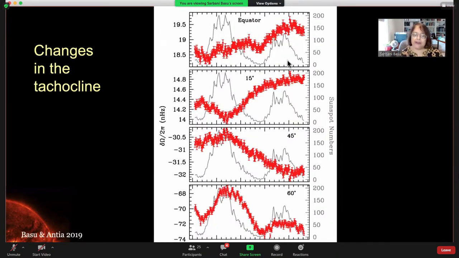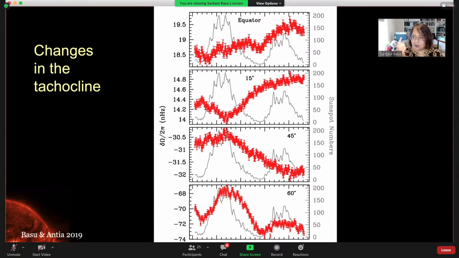There we are, the red points. So that's time. In the background, the gray curve are the sunspot numbers. So that's the maximum of cycle 23. That's the maximum of cycle 22. These red points are the jump in the rotation rate at the equator, 15, 45, and 60 degrees.